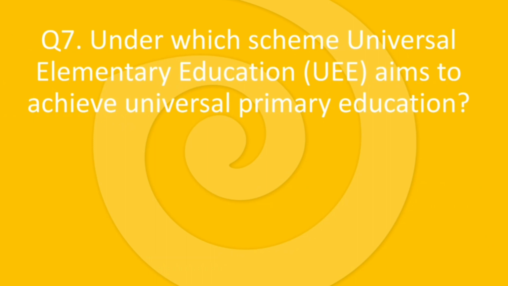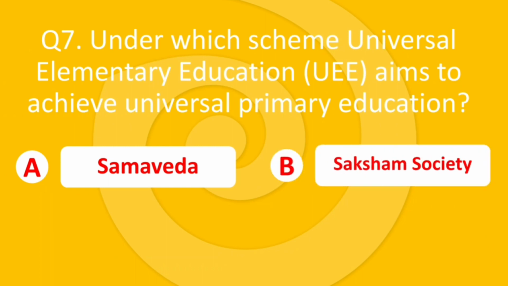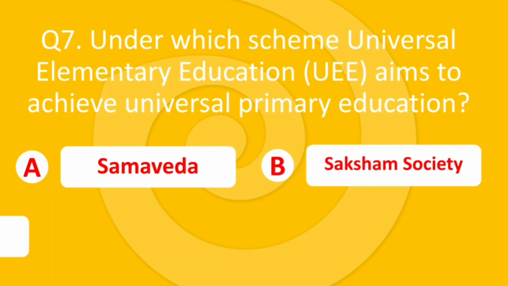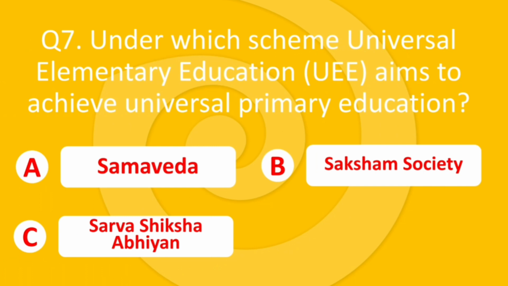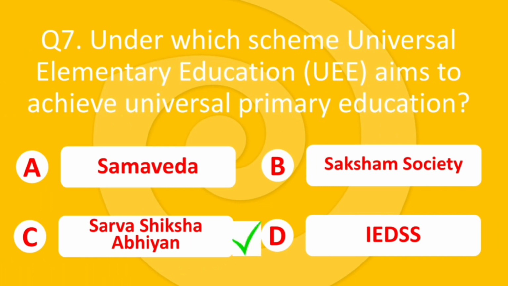Question number 7. Under which scheme Universal Elementary Education, UEE, aims to achieve universal primary education? Option A, Samaveda. Option B, Saksham Society. Option C, Sarva Siksha Abhiyan. Or option D, IEDSS. So, the right answer is option C, Sarva Siksha Abhiyan.